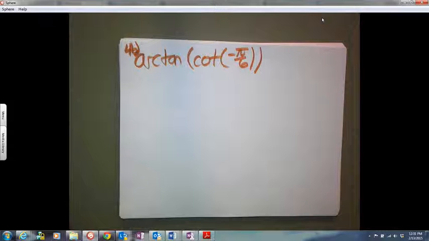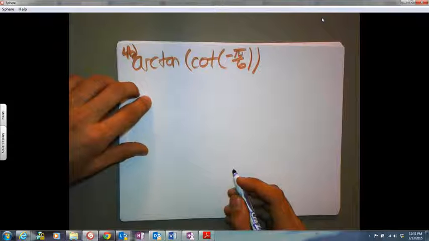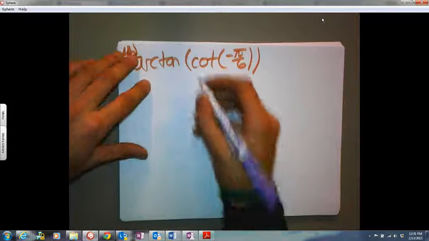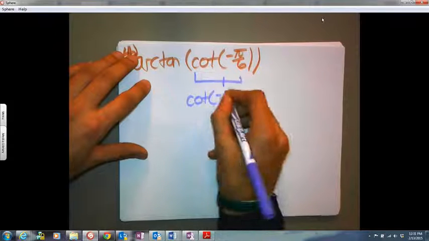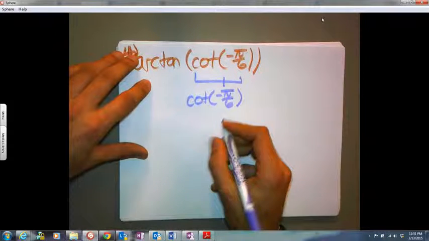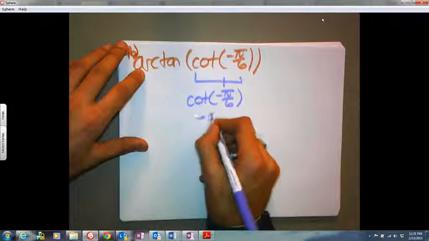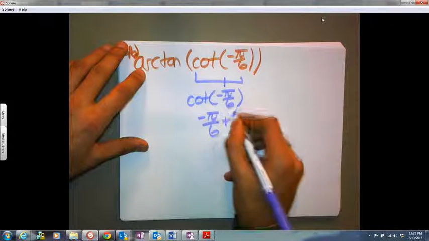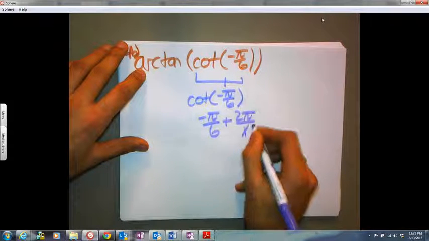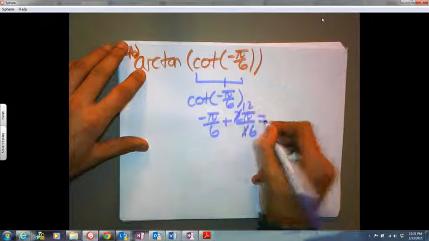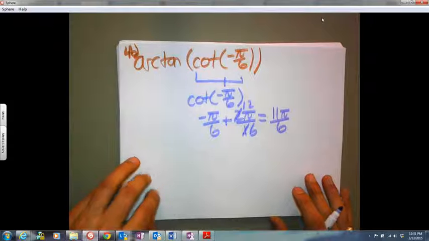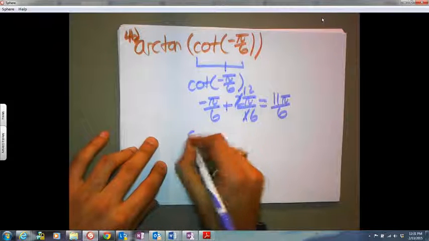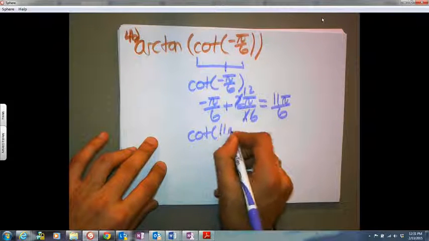No, ma'am. So again, on a problem like this, you got to peel the onion inside out. So you're starting here, cotangent negative pi over 6. Remember, negative pi over 6 is not on the unit circle, so you need to add 2 pi. And we get 11 pi over 6. So we're saying, what is cotangent of 11 pi over 6?